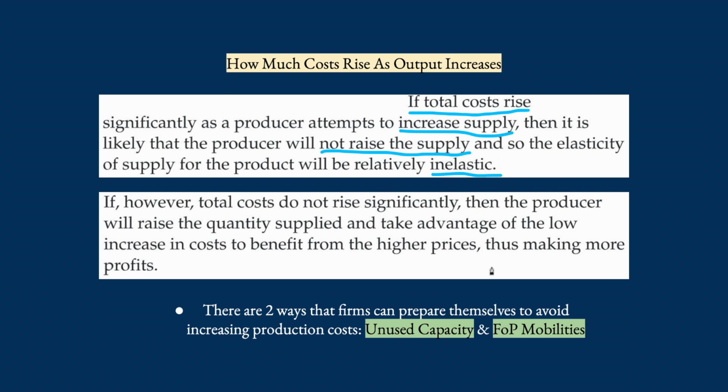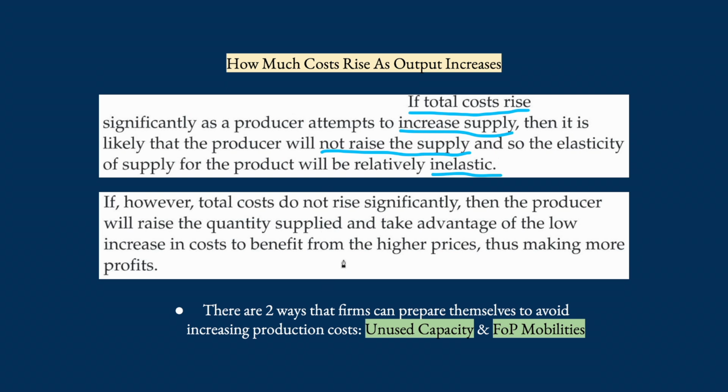And however, there's an opposite side. If, however, total costs do not rise significantly, then the producer will raise the quantity supplied and take advantage of the low increase in costs to benefit from the higher prices, thus making more profits. This is the exact opposite.